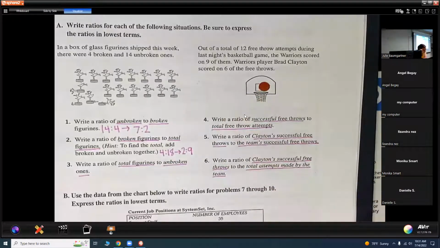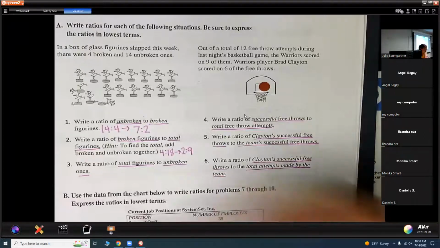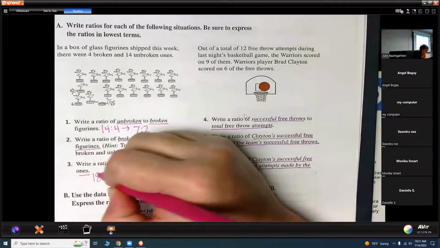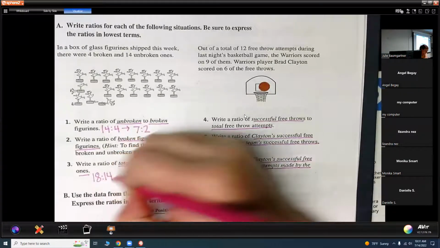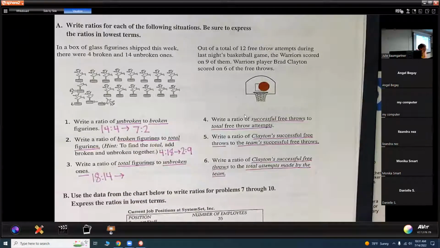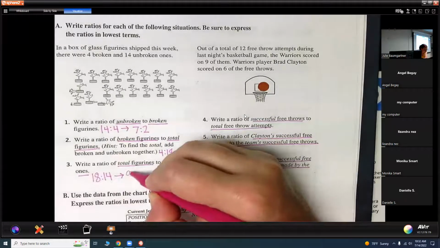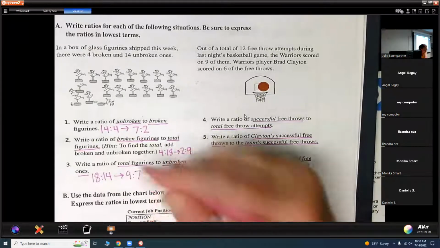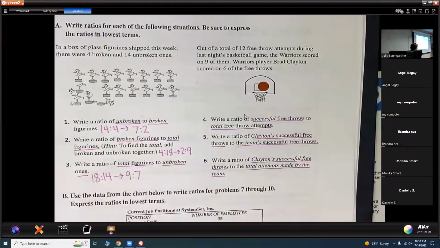All right, and then total figurines to unbroken. 18-14, and would we reduce that? 9-7, yeah. If it's even, we can always reduce.